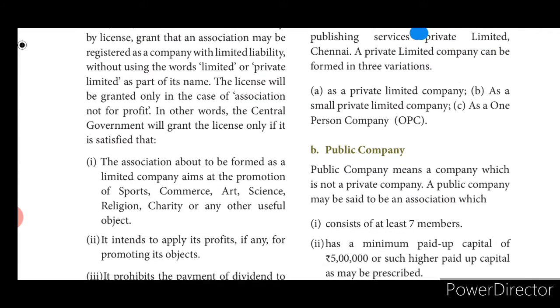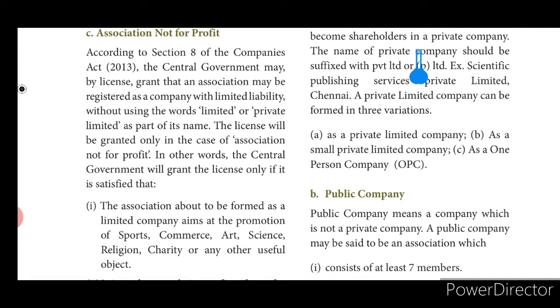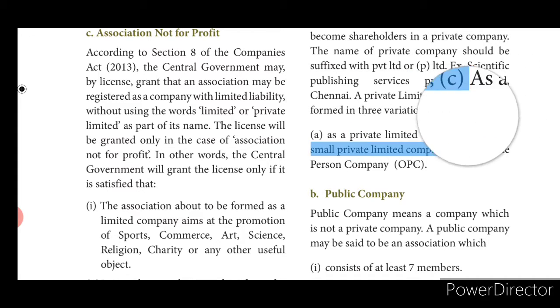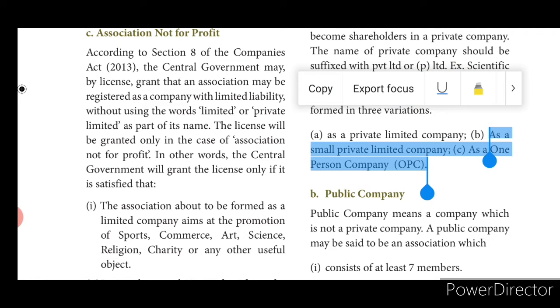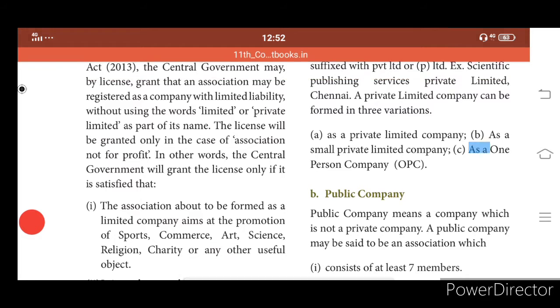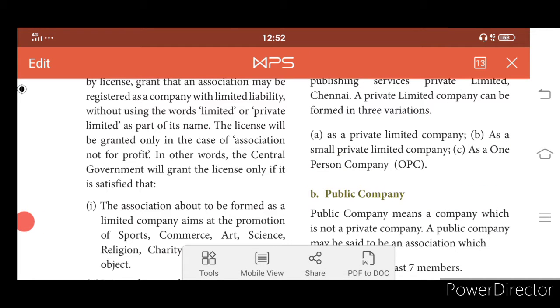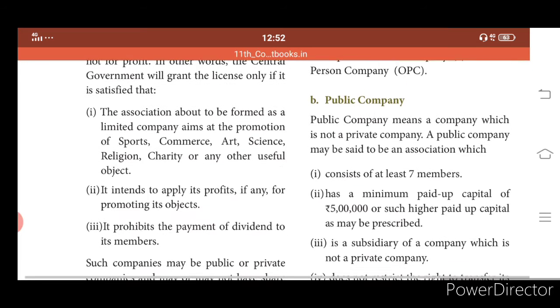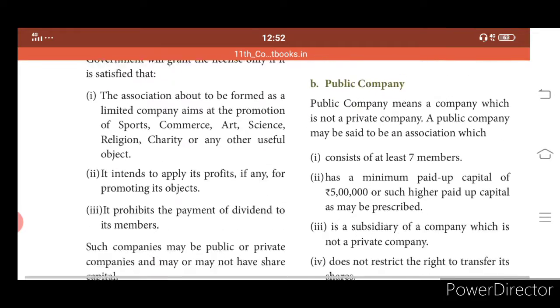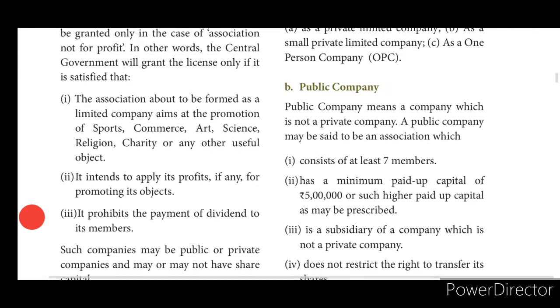So as a private limited company, as a small private limited company, as a 1-person company, very simple, it has been categorized into 3. The private limited company is the first category. The next one is a small private limited company, only a few members will be there. And the next one is a 1-person company. These are the 3 categories that we have. So we are not going to see all this in detail. Okay, just know what a private limited company is, that's enough.